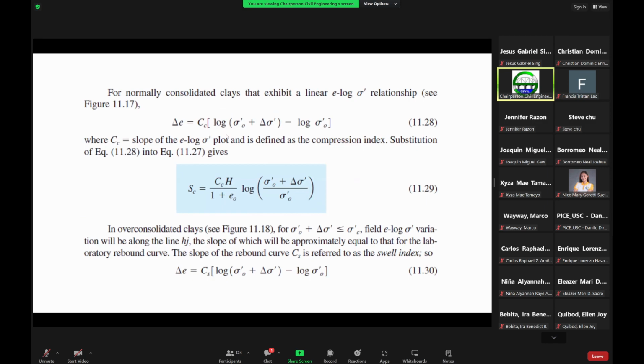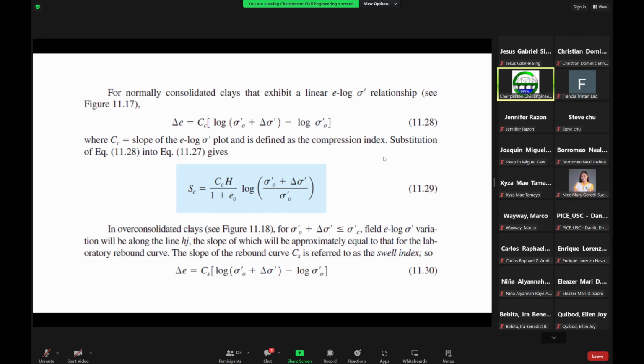Multiplied by the log of the present effective overburden pressure, plus the increase in stress due to the foundation pressure, that's the increase in stress, minus the log of the effective overburden pressure, which is just equal to, say, the unit weight times the height.